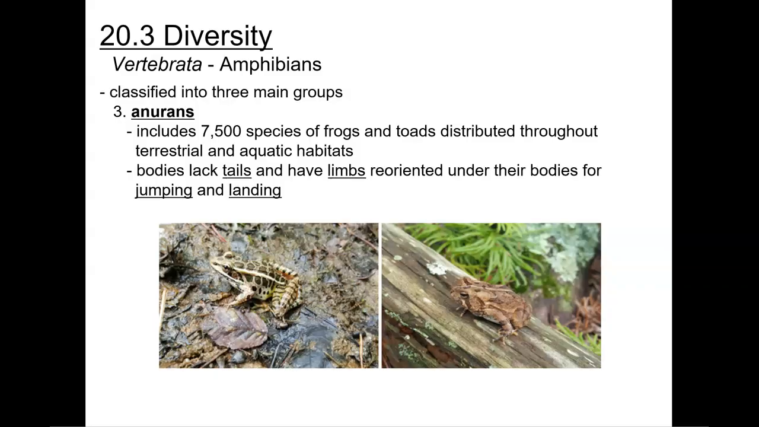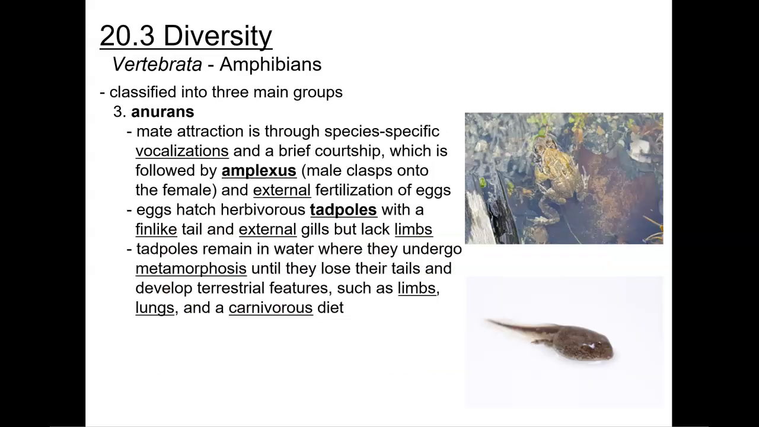Anurans. These are going to include 7,500 species of frogs and toads that are distributed through terrestrial and aquatic habitats. Their bodies are going to lack tails and have limbs that are going to be reoriented under their bodies for jumping and for landing. Mate attraction is going to be through species-specific vocalizations and a brief courtship, which is going to be followed by amplexus. That's where a male clasps onto the female, and the external fertilization of eggs.